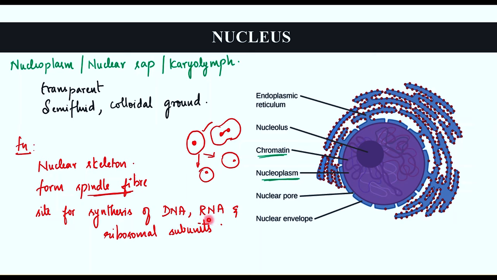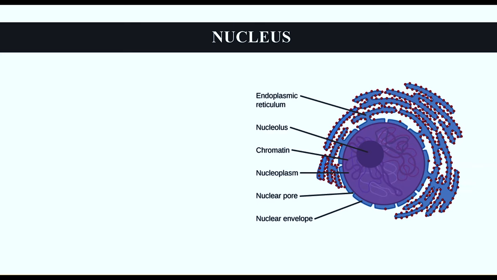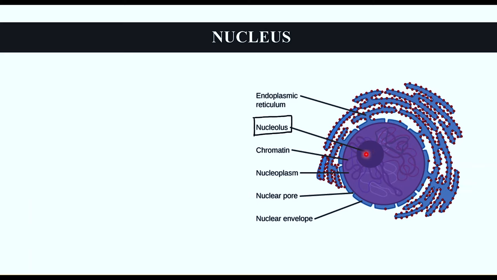Deoxyribonucleic acid. So RNA in the sense ribonucleic acids. Now let's move into the nucleolus. Can you find now where is the nucleolus? Yes, this is the nucleolus, right? Yes. So this is the dark stained substances. So this is the nucleolus.